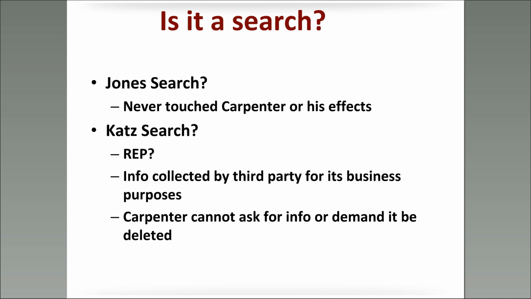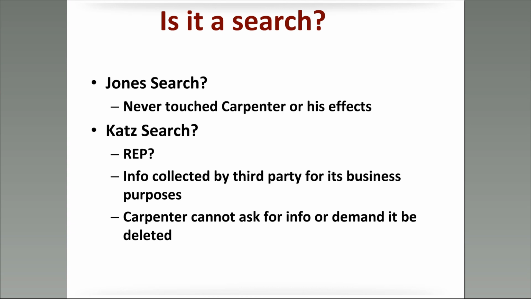And so what we thought of as a search under the Fourth Amendment didn't apply in this case. We knew there were two ways to define a search, a Jones search and a Katz search. The Jones search came out of a tracking case where the government directly tracked Jones. In fact, they put a magnetic tracking device on Jones' car.